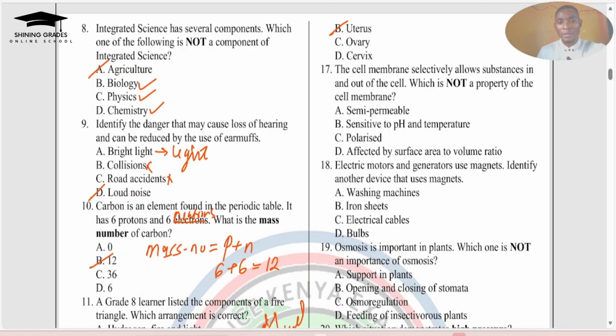Question 17. The cell membrane selectively allows substances in and out of the cell. Which is not a property of the cell membrane? Some of the properties of the cell membrane: they are permeable, they have polarity, they possess electric charges, and they also are sensitive to changes in pH and temperature. So we have they are semi-permeable, sensitive to pH and temperature change, and polarized. So affected by surface area to volume ratio, that's not one of the properties of the cell membrane.